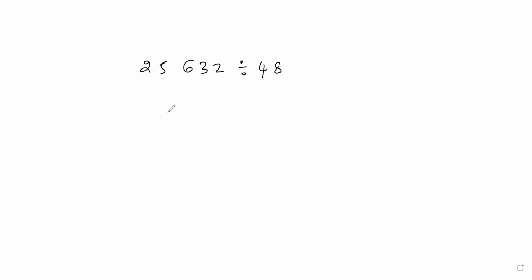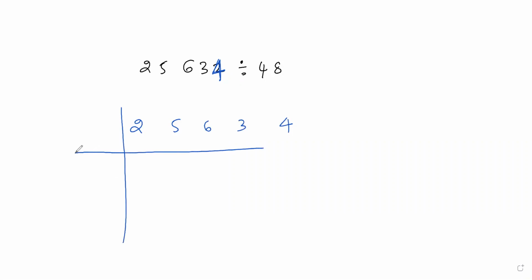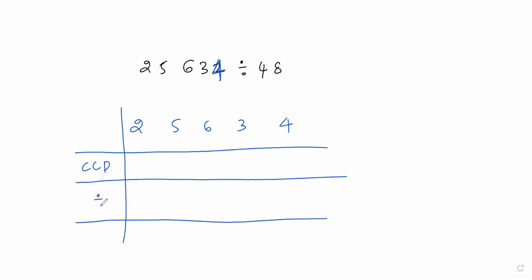Okay, we are dividing 25,634 by 48. Let me take this as a 4. This is the 4. So then we are getting decimal answers. What we are getting now? Decimal answer. So 2, 5, 6, 3, 4. Observe very carefully. Here we are subtracting the crisscross product. Here we are doing the division, and here we are writing the quotient part.